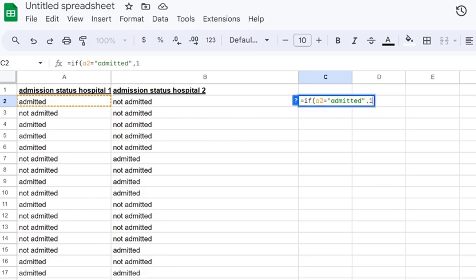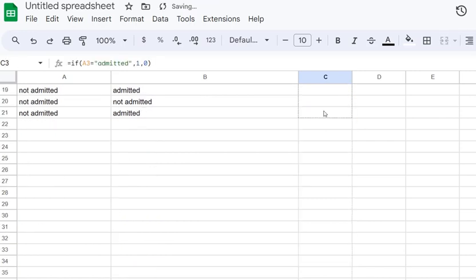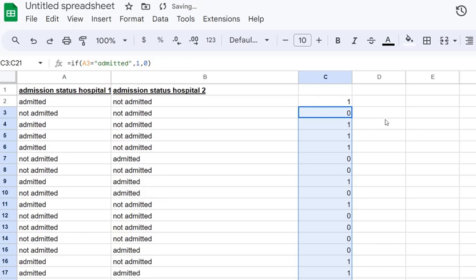If it is, I'm going to write a 1. That's what the comma 1 means. And if it isn't, I'm going to write a 0 in this cell. So it's correctly done that for the first one, correct for the second one. So copy that all the way down.